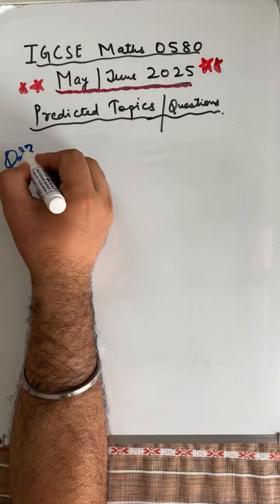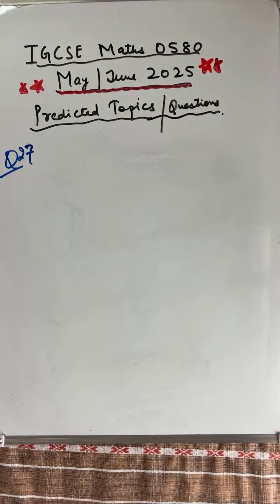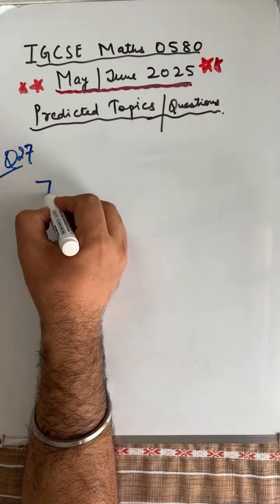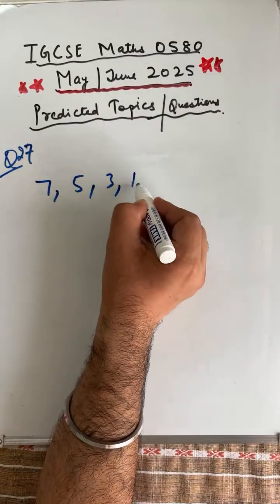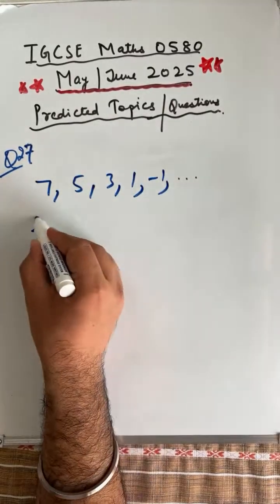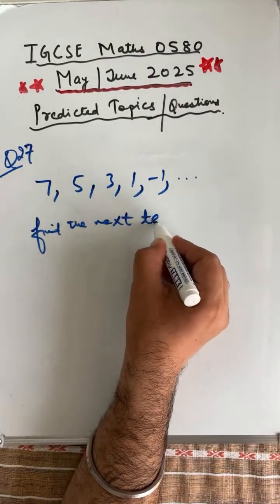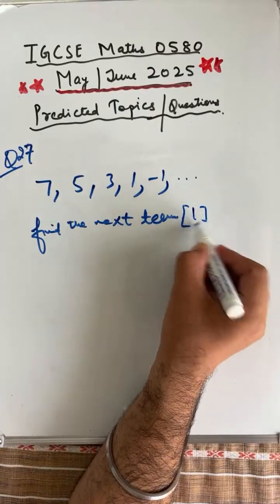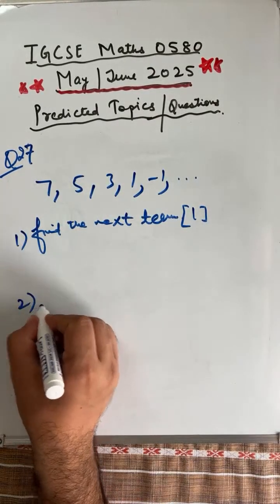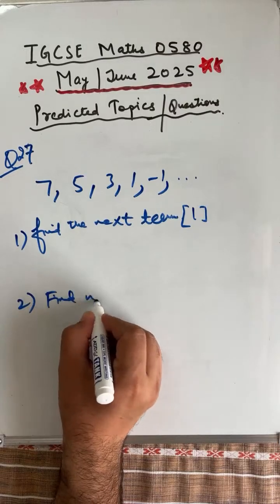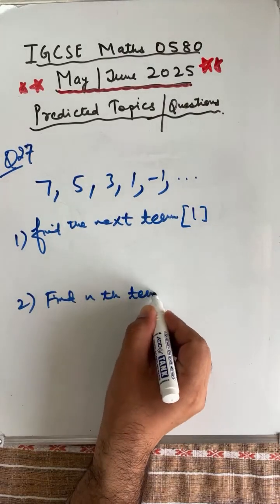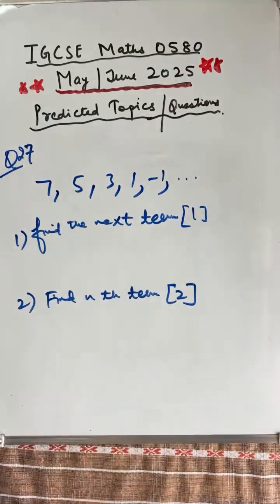Question number 27. 7, 5, 3, 1, minus 1. Find the next term. A part and B part is find nth term. This is of 2 marks. Now 7, 5, 3, 1, minus 1. Find the next term.